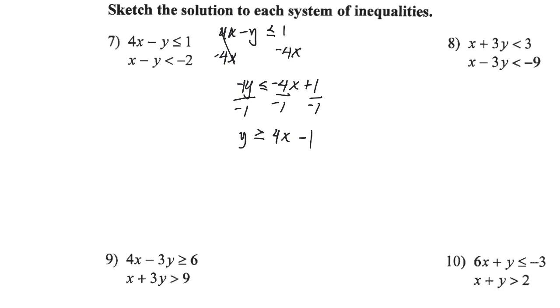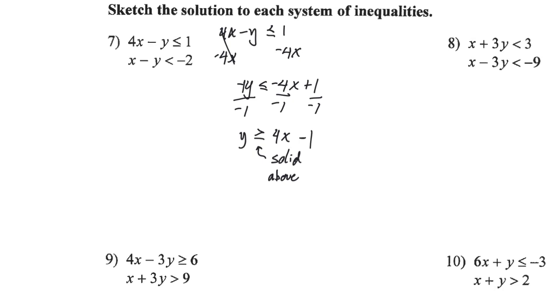And then you could go ahead and graph it, but I would also encourage you to tell me, and yourself, what the line looks like. So this one's solid because it's equal to, and where the shading is. This one's above because it's greater than.